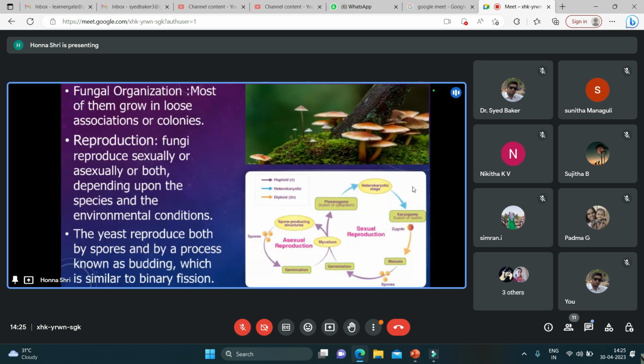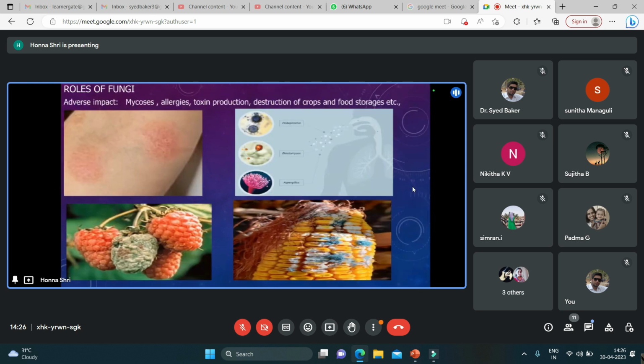Next is the fungal organization. Most of them grow in loose associations or colonies. The reproduction of fungi: they reproduce sexually or asexually or both, depending upon the species and the environmental conditions. Yeast reproduce both by spores and by a process known as budding, which is similar to binary fission. Here we can see some of the roles of fungi in the pictures.